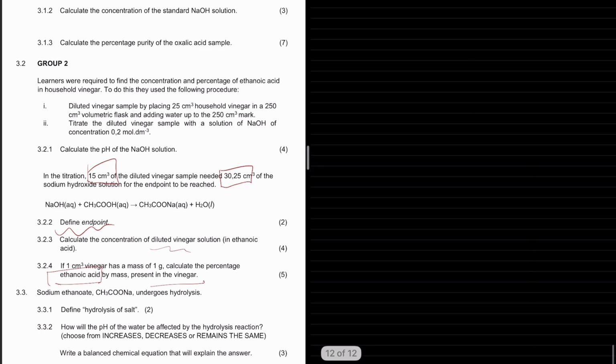Again, it's a bit of an unconventional method. There are other methods, but that's the method that immediately I thought of. So 3.3, sodium ethanoate undergoes hydrolysis. 3.3.2, how will the pH of the water be affected by the hydrolysis reaction? To answer this question, analyze the salt. The salt is CH3COO- and Na+.